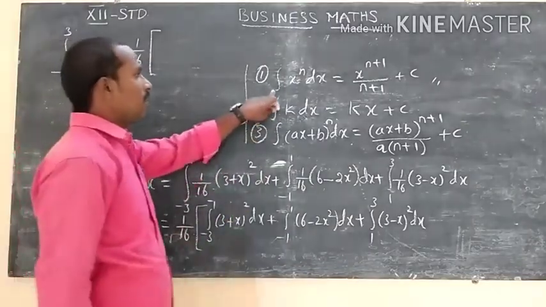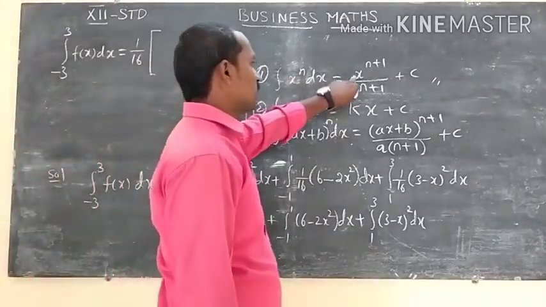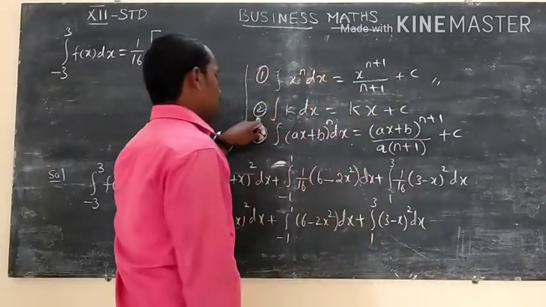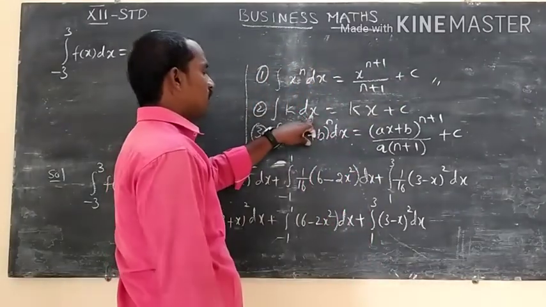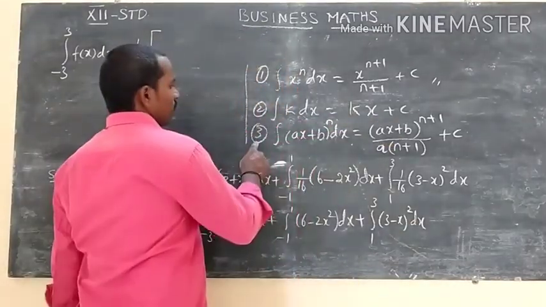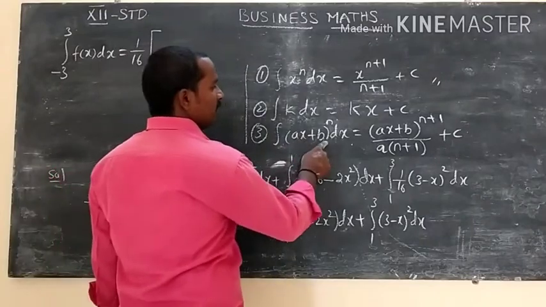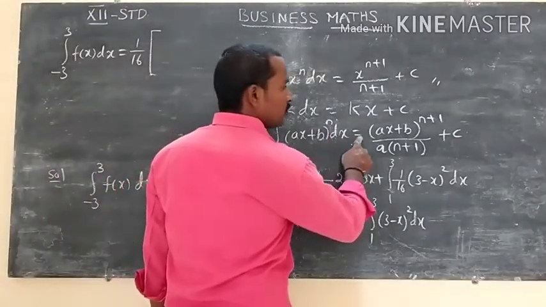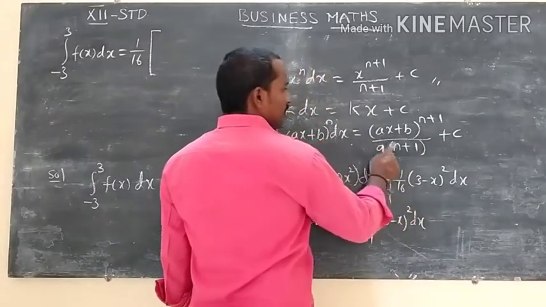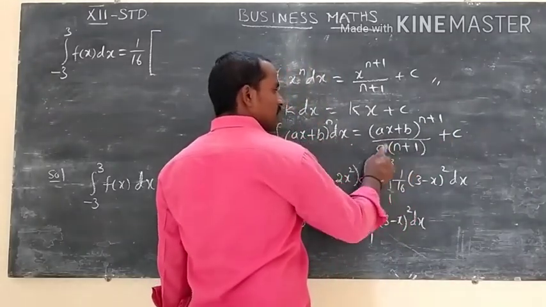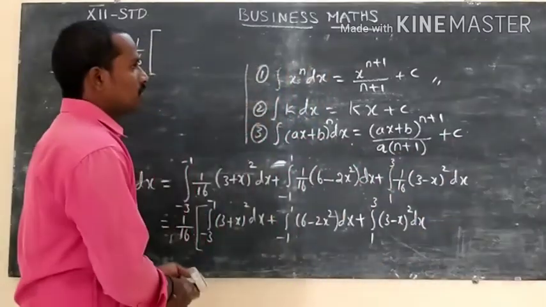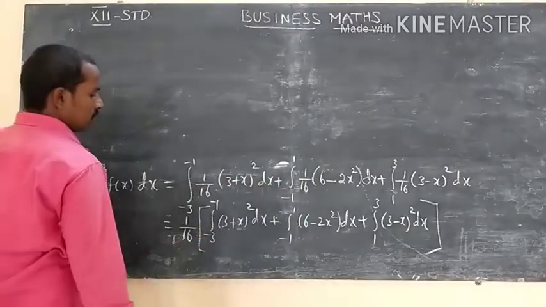Okay, integral x power n into dx equal to x power n plus 1 divided by n plus 1 plus c. Then the second one, integral of a constant is kx plus c. Okay. Then the third one, integral ax plus b the whole power n into dx equal to ax plus b whole power n plus 1 divided by n plus 1, divided by the coefficient of x which is a, plus c. That's all. Okay, we solve it one by one here.